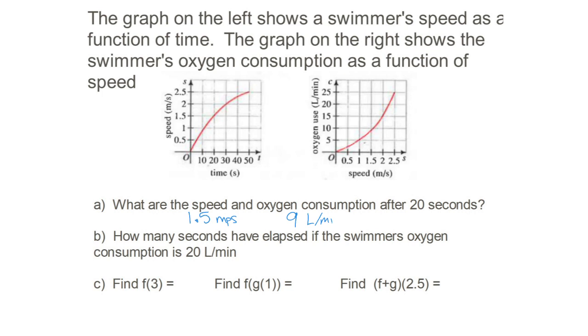Okay, so let's look at part B. How many seconds have elapsed if the swimmer's oxygen consumption is 20 liters per minute? Okay, so we're sort of working backwards there. I know that the oxygen consumption is 20 liters per minute. So I track that over to my graph, and I have to figure out what I think that would be. I feel like that's maybe like a 2.3, let's say. Okay, so my speed is 2.3, but that's not what they're asking. They're asking for the how many seconds. So I have to think, well, speed is 2.3. So over here, I got to look at 2.3 and come over and say, okay, I think that's going to happen at 40 seconds. So taking information from one, moving it over to the other.